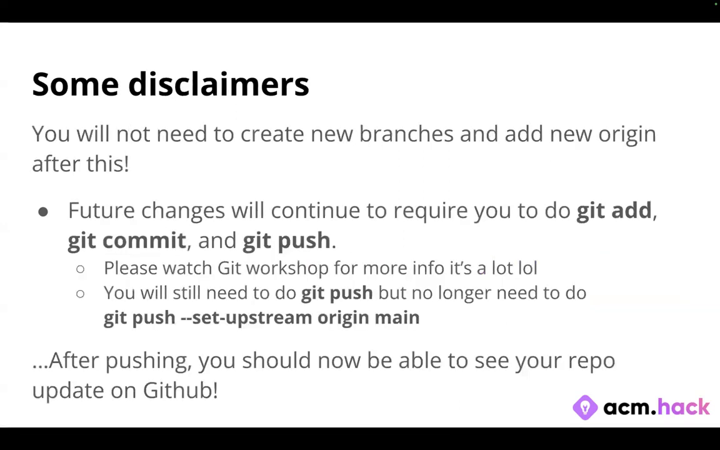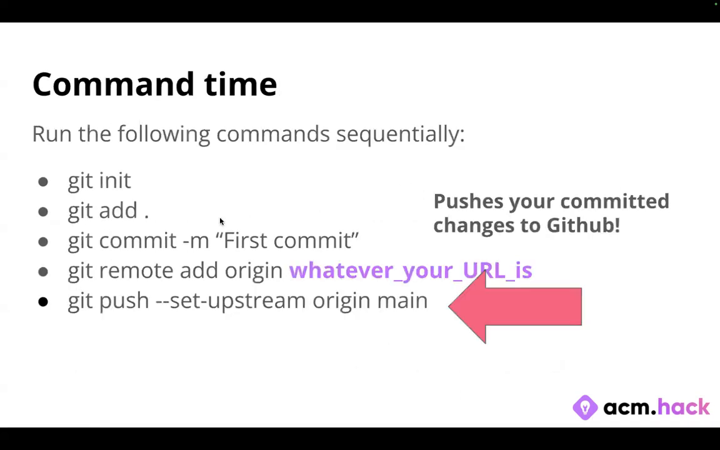Okay. Some disclaimers. You don't need to create any new branches really or add new origin after this if you do not want to. Future changes, you mostly just need to run git add, git commit, and git push. And I won't talk about those in depth again. Like we spent like hour-long workshops just only talking about git commands. But yeah, you will still need to do git push, but you no longer need to do all the weird stuff afterwards. And after pushing, you should be able to see your repo on GitHub. So I'm going to do each of those steps now.